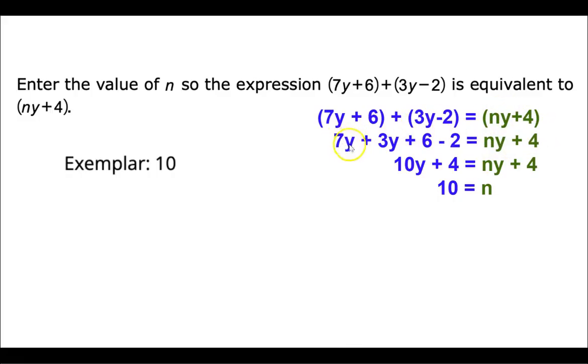7y plus 3y is equal to 10y, because 7 plus 3 is equal to 10, and you just keep the letter to the side. And then you have 6 minus 2. 6 minus 2 is 4. And so now we see that we have the same format. We have a plus 4, a plus 4. We have a y. The number that is in front of y is 10. Thus, n is equal to 10. And that is how you get to that answer.